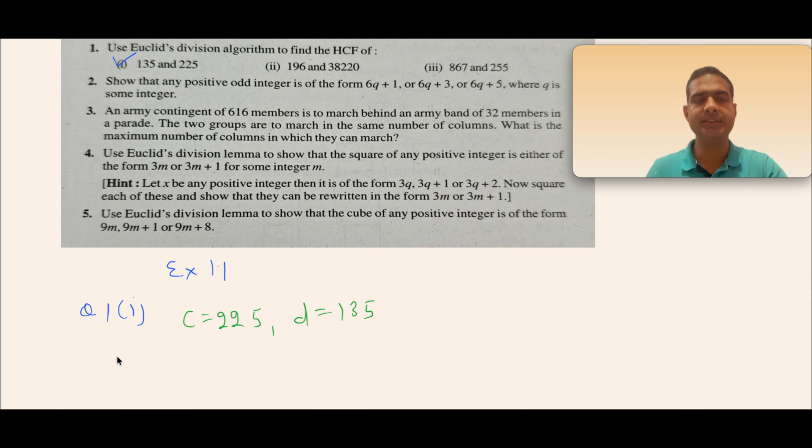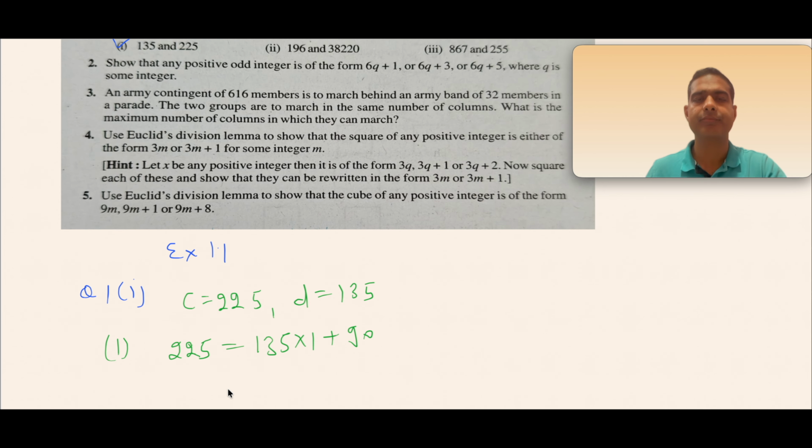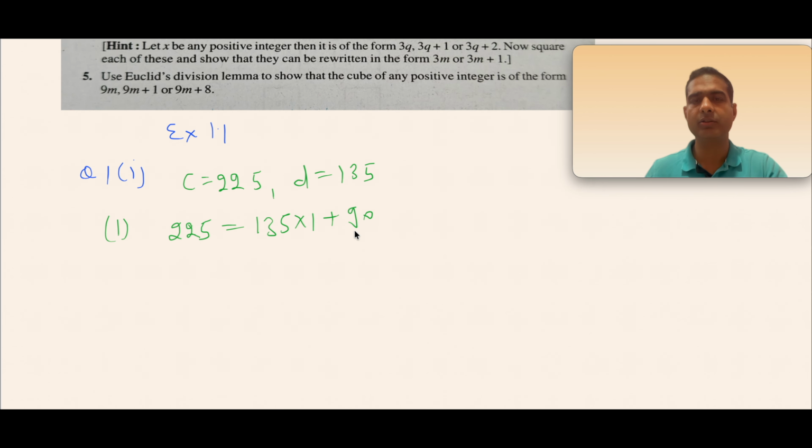So what was the first step? The first step is to apply Euclid's division lemma to the two numbers C and D such that we get C is equal to DQ plus R, where R is greater than or equal to 0 and less than D. So we can write 225 is equal to 135 times 1 plus 90. So here Q is 1 and R is 90. 90 is less than 135. But here the remainder is not 0 at the first step.